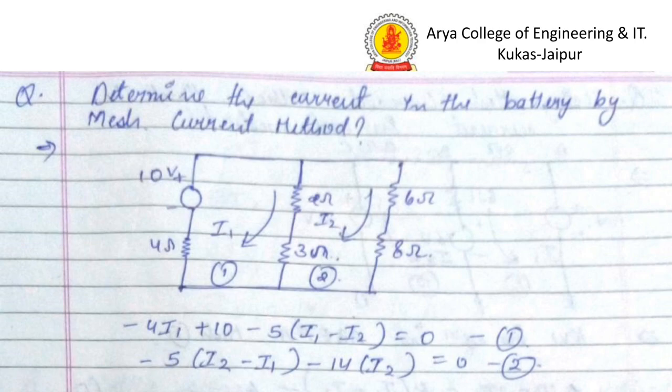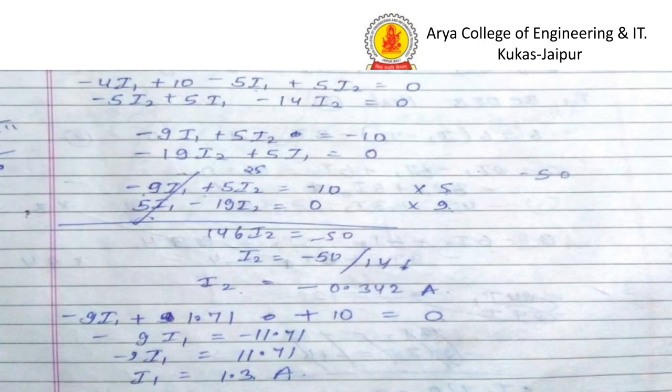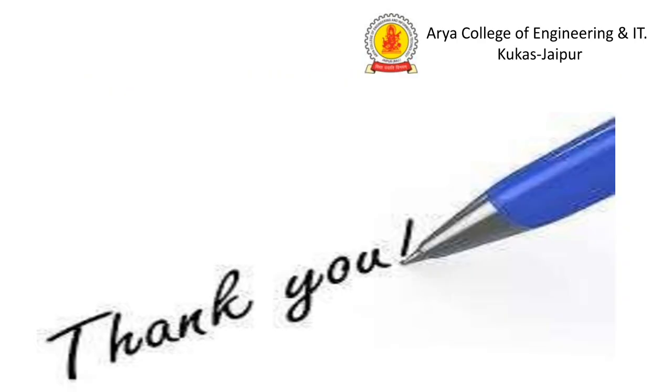Next numerical: determine the currents using the mesh method. There are also two meshes. Identify equation 1 and equation 2, and solve the equations. Identify all the branch currents. The value of I1 equals 1.3 ampere, and I2 is minus 0.34 ampere. Thank you, students.